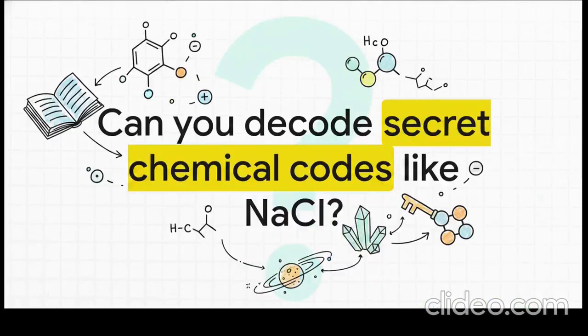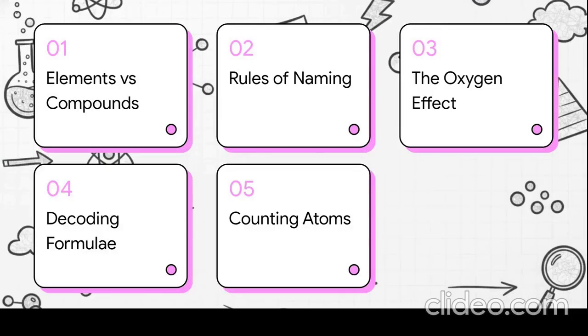When you look at letters and numbers like NaCl or H2O, do you just see a random mashed up password, or do you see a clear, readable recipe for the universe? Because at its core, chemistry is just a language. And once you know the basic grammar, a whole new world opens up to you. Here is our roadmap for breaking this code today. We'll start with elements versus compounds, look at the rules of naming, explore the oxygen effect, move on to decoding chemical formulae, and finish up by counting elements and atoms.